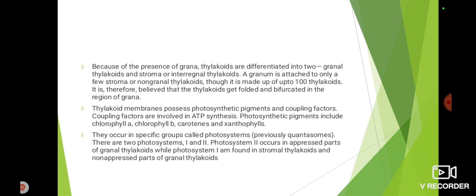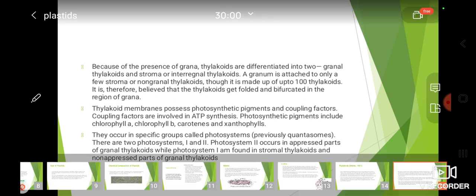Thylakoid membranes possess photosynthetic pigments and coupling factors. Coupling factors are involved in ATP synthesis. Photosynthetic pigments include chlorophyll a, b, carotenoids, and xanthophylls. They occur in specific groups called photosystems. They were previously known as quantasomes. There are two photosystems, namely photosystem 1 and 2. Photosystem 2 occurs in appressed parts of granum thylakoids, while photosystem 1 can be found in stromal thylakoids and non-appressed parts of granum thylakoids.